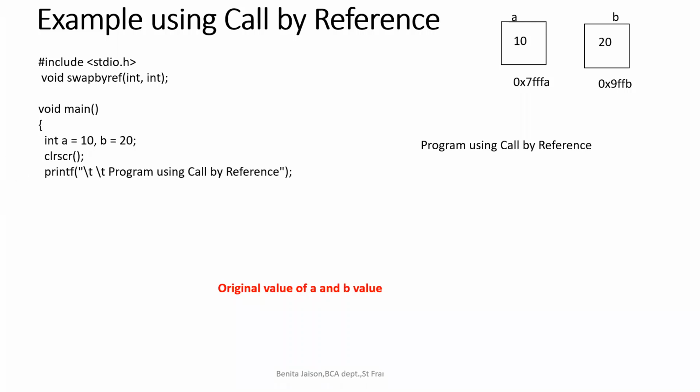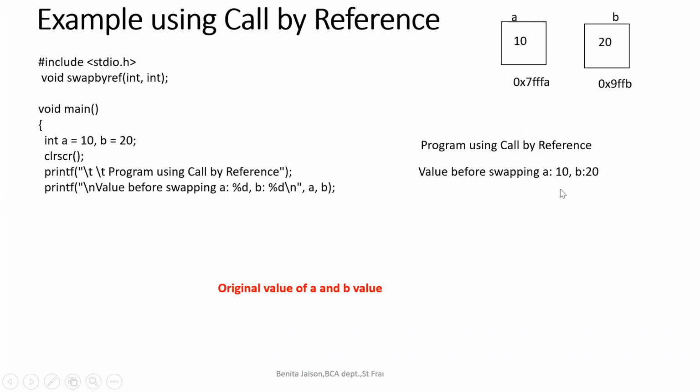Now we are moving on to the next step, that is the printf statement of the program using call by reference. That is exactly printed over here. The value of A before swapping is 10, the value of B before swapping is 20, right? So that is what we printed. Now we are going to call the function. See the difference? Swap by reference.